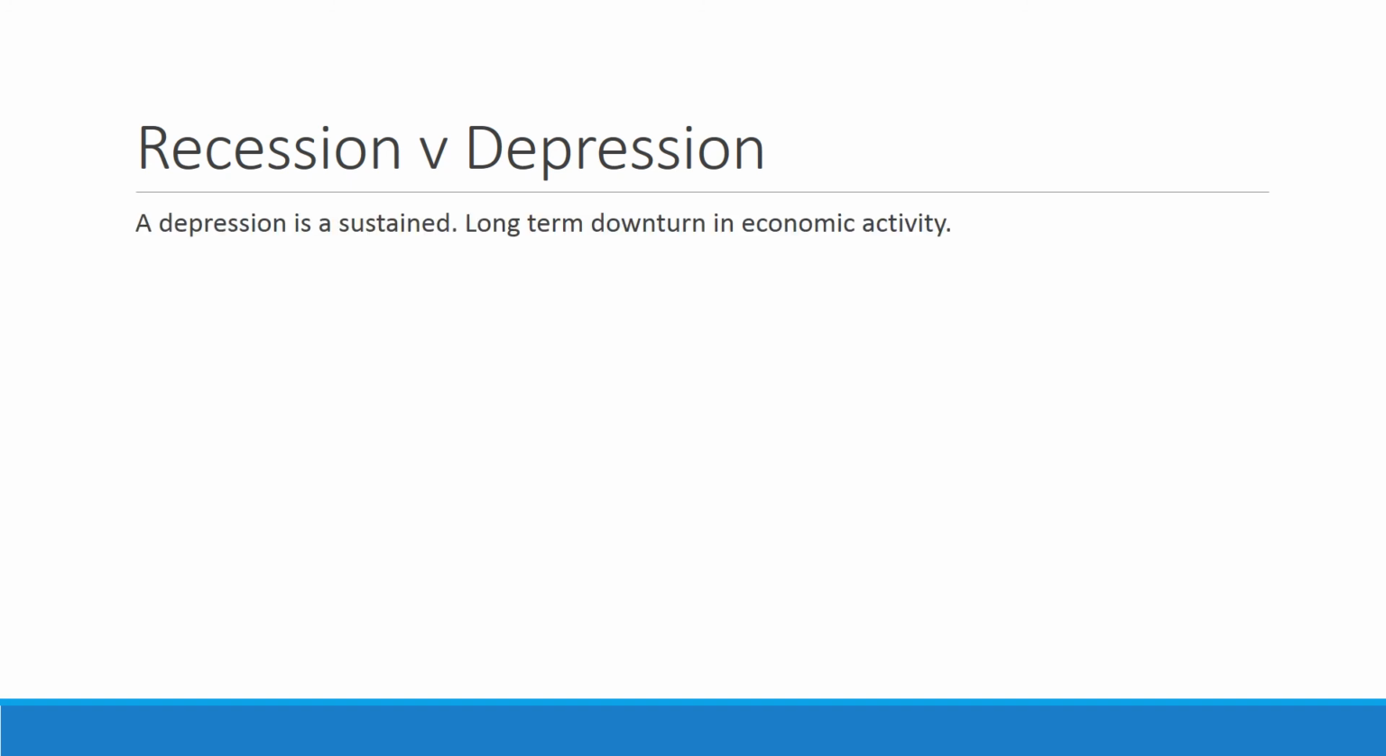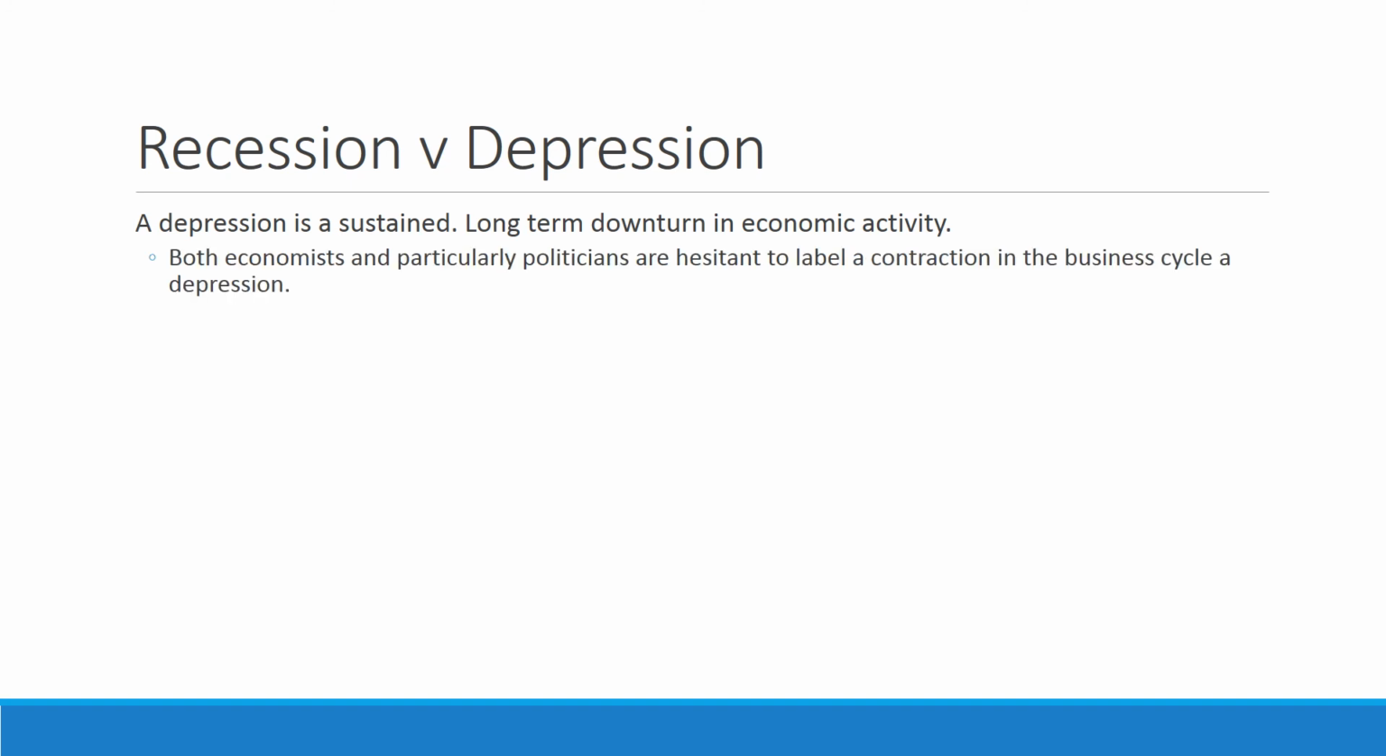So a depression is a sustained, long-term downturn in economic activity. Unemployment rates are going to be high. Spending, of course, is going to be low, real GDP will be falling. That's what you would expect. Well, that's the exact same thing that happens in a recession, though.